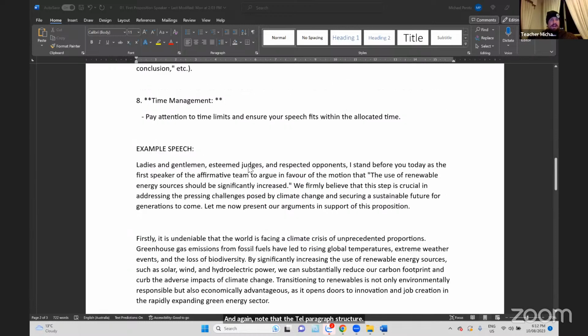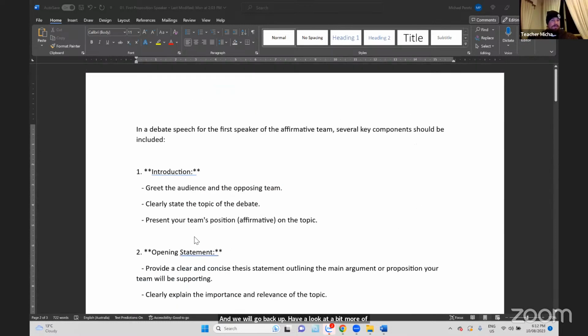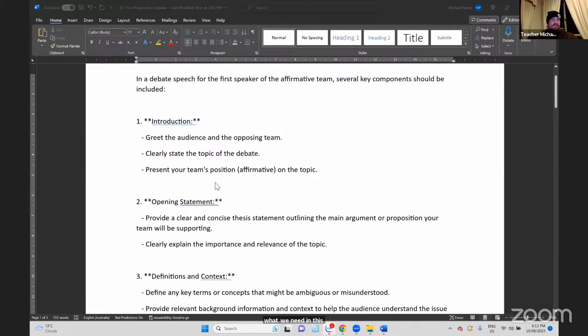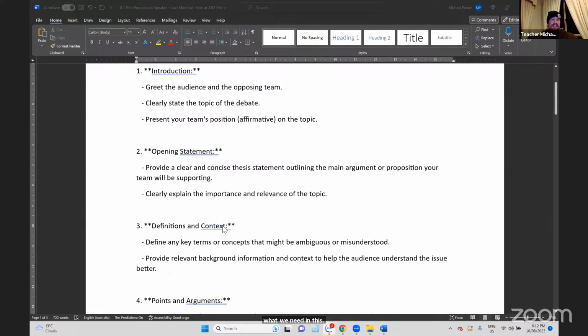And we will go back up, have a look at a bit more of what we need in this speech. So I've had a look at the introduction, the opening statement. We've given definitions and context. So we've talked about why it's such an important issue, and that's appeared in each of our arguments. We're giving each argument a stake. So we're saying fossil fuels can lead to air pollution. That will get you sick. If we transition to natural energy, that won't be a problem. We'll keep our citizens healthier, basically. So we're trying to make these issues seem as important as possible.